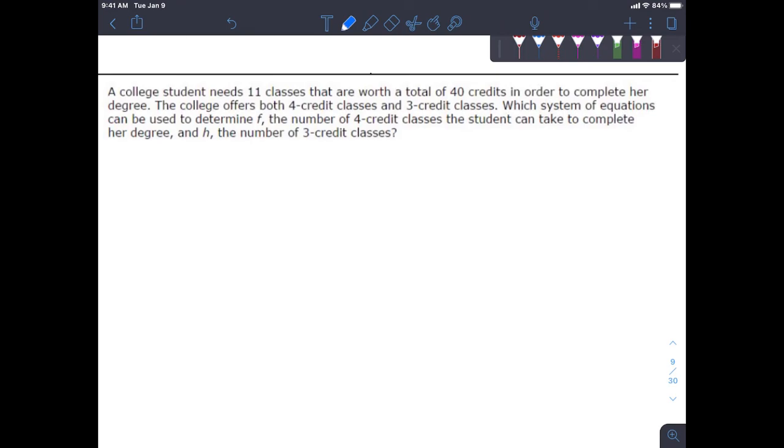So, a college student needs 11 classes that are worth a total of 40 credits. Now, in order to complete her degree, the college offers both 4 credit classes and 3 credit classes. We're going to write a system of equations that can be used to solve this. So my 4 credits are F and my 3 credits are H. Most of the time, 99% of the time, you are going to see my equations looking like this.